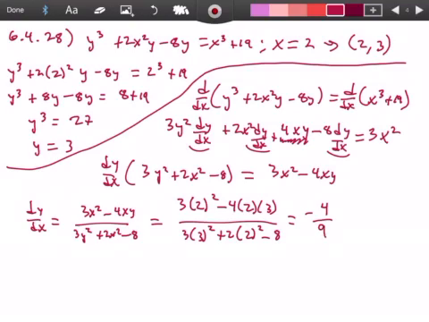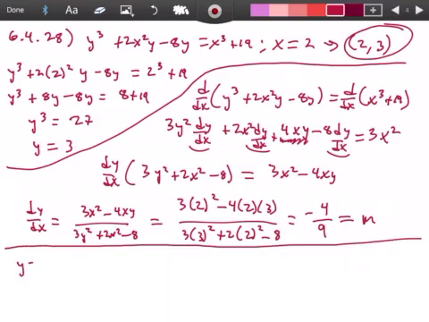This is equivalent to negative 4/9. That's the slope. And then (2, 3) is the point. This time I'm going to work slightly differently to get the equation. I'm going to use y equals mx plus b, plug in my x, y, and m. The y value is 3. Slope is negative 4/9. X is 2. And this gives me a little linear equation to solve.